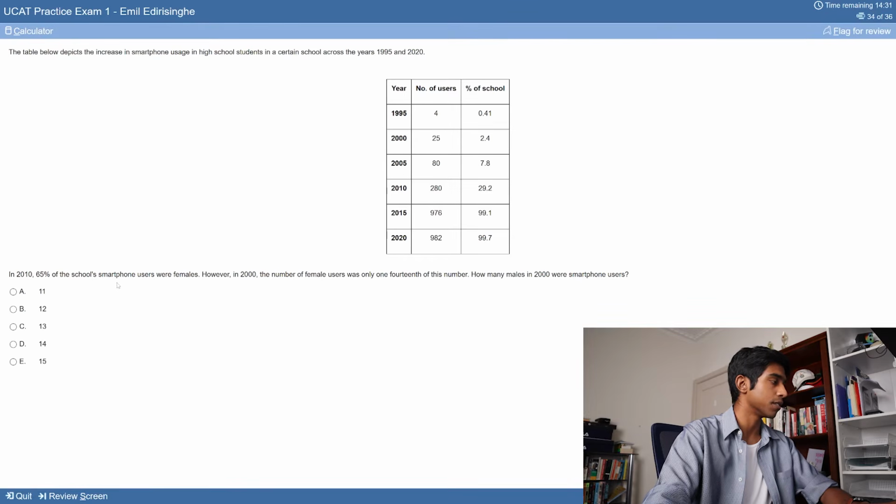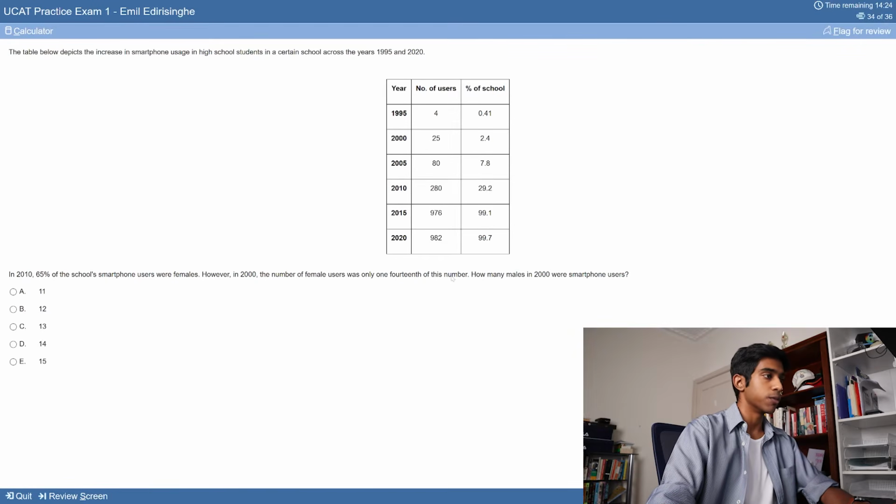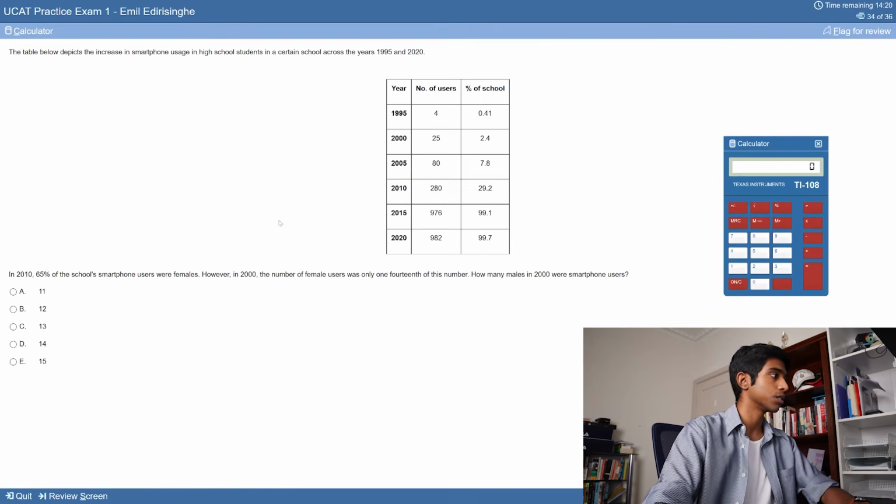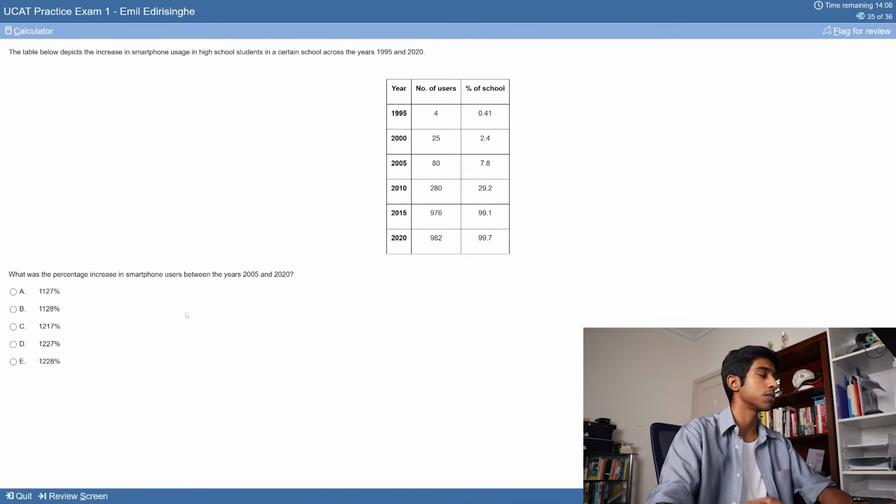In 2010, 65% of the school's smartphone users were females. However, in 2000, the number of female users was only 1/14 of this number. So 2010, 280 times 0.65, 182 divided by 14 gives you 13. So yeah, 12 males were smartphone users.